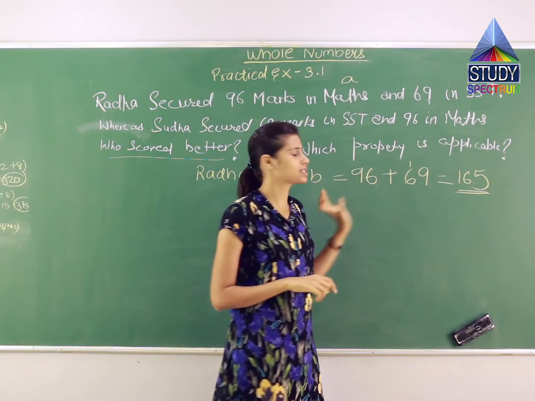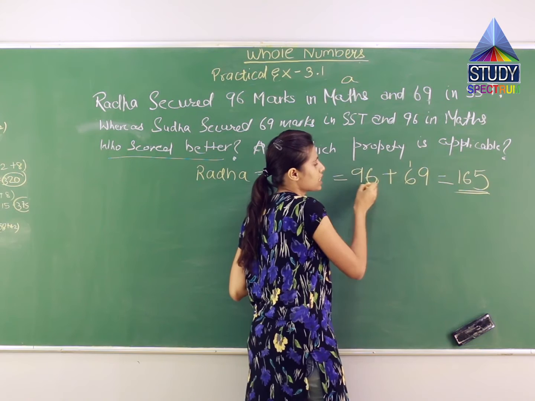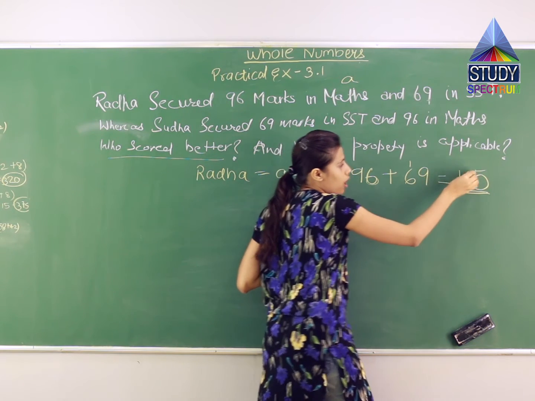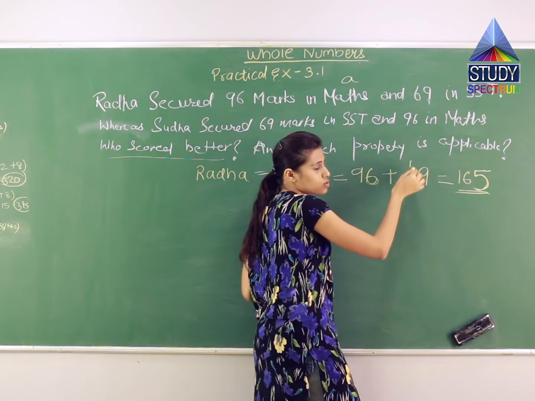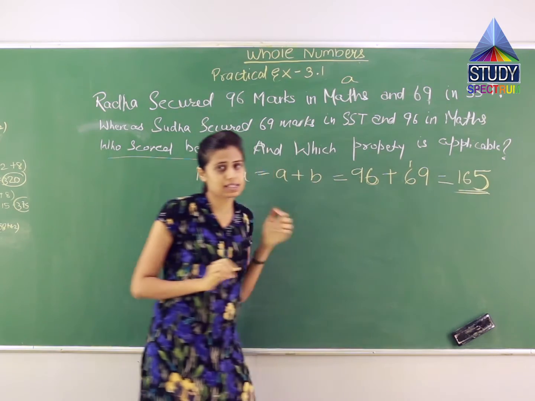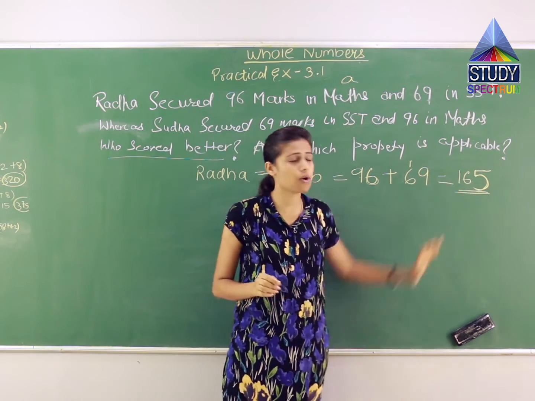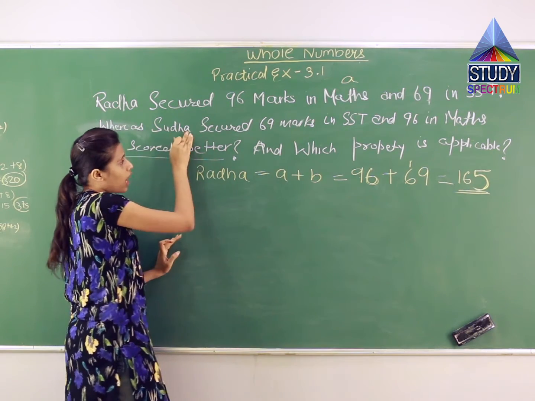What we did, we just summed them up. That is, we found the total. How much she scored total? So 6 plus 9 is equal to how much? 15. So 1 over here, 5 over here. 9 plus 1, 10 and 6, which gives me 16. So it is 165. So Radha scored total how much? 165. Now they are saying that Sudha secured.